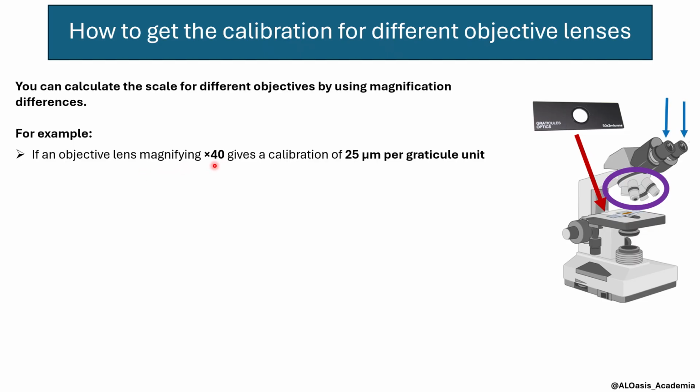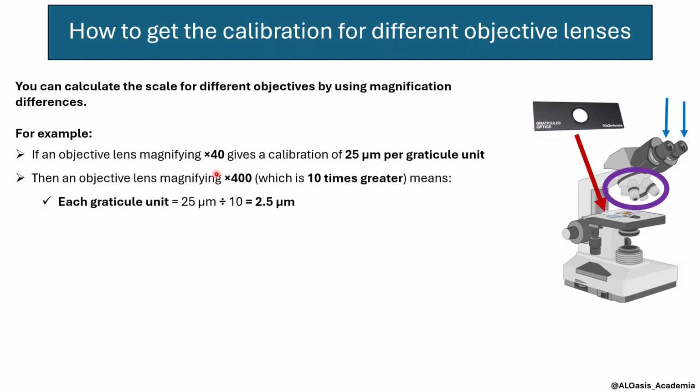Let's say that now you look under the microscope and you've done the calibration. Now you want to change the objective lens from 40 to, let's say, 400. This means that the magnifying power is 10 times greater than the one that you used for your calibration. Always remember that this calibration is only true at this magnification. If you change the objective lens to a higher magnification, then this calibration will change as well.